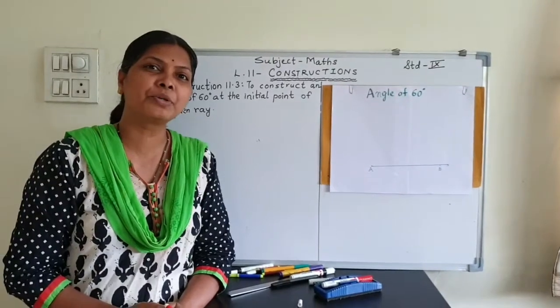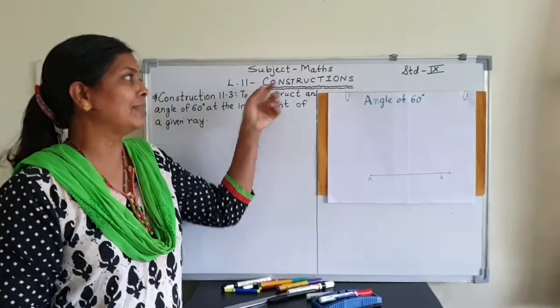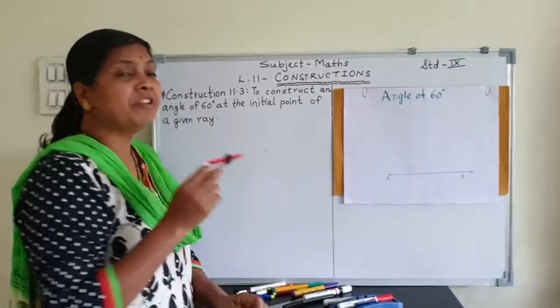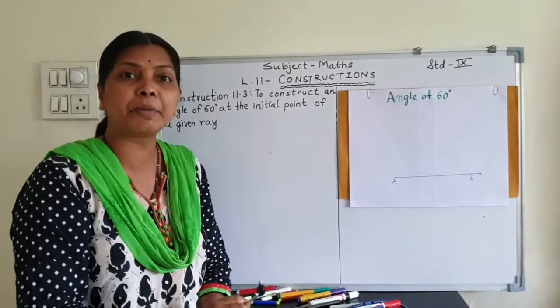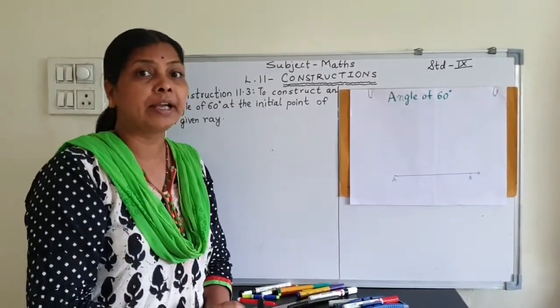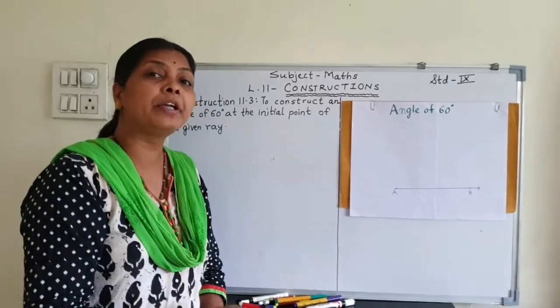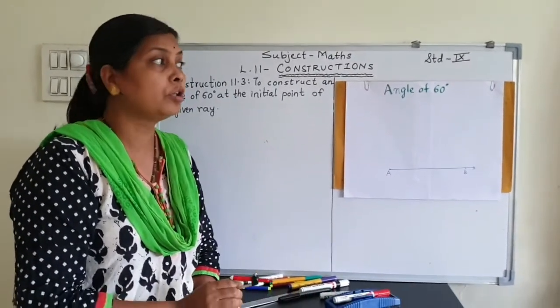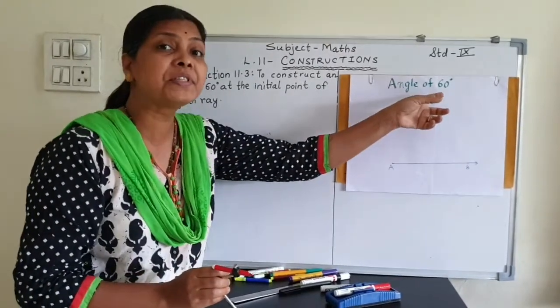Good morning, dear students. Let's start our discussion with constructions. In the previous video, we had roughly discussed how to construct angles that are multiples of 15, that is 30 degree, 60 degree, 45 degree, 120 degree, 90 degree and so on. Now we will see in detail how to construct an angle of 60 degree.